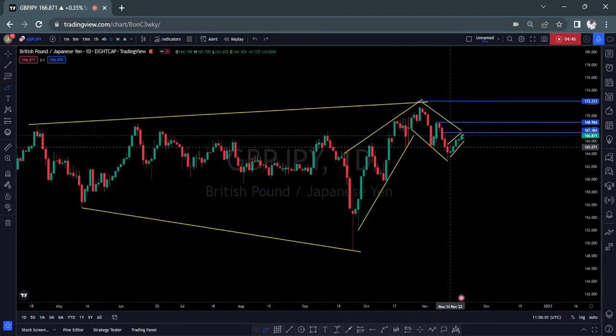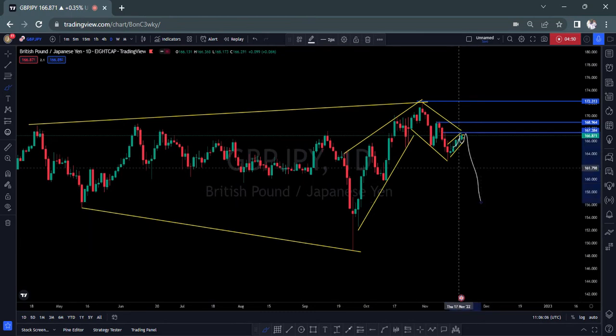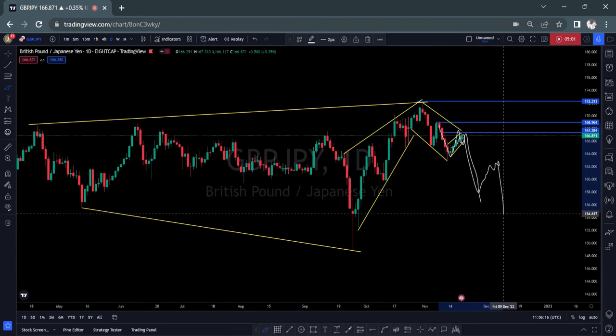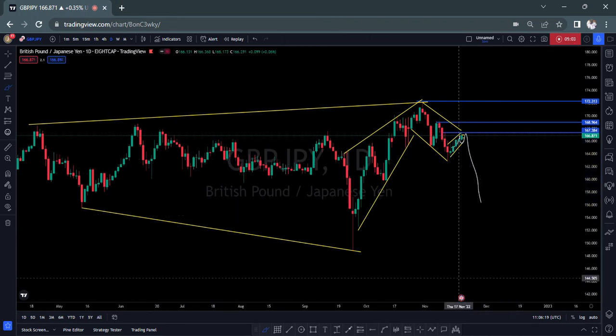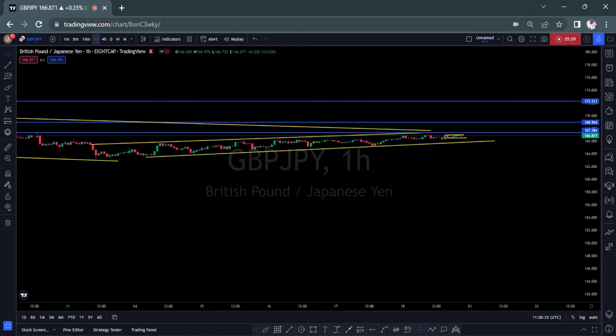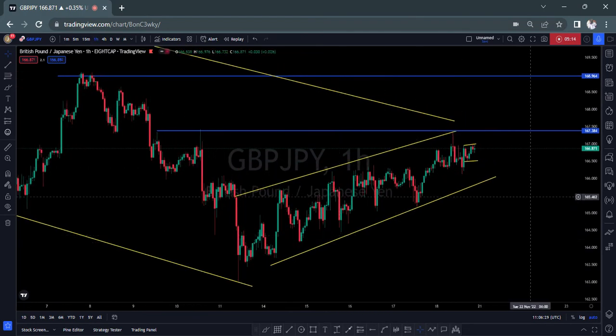Making a pullback to this area, and you can see again, I likely see something like this to drop. So it is actually moving in a kind of corrective manner: impulse, correction, another impulse, another correction. So that will be the metrics of this pair. Let's dive into the lower time frame for more clarity.